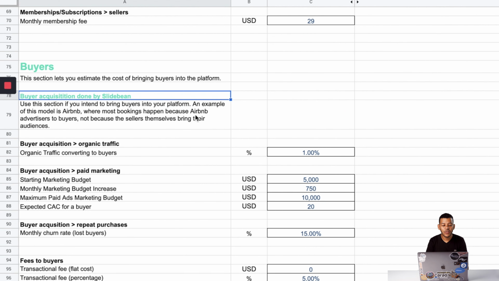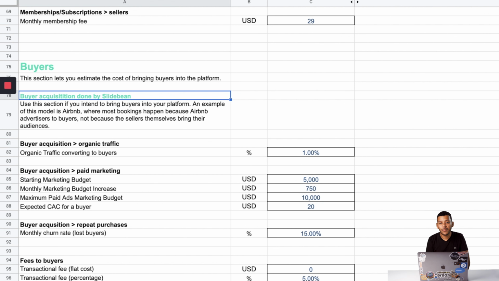There are two options here on how you're going to acquire these buyers. There's going to be buyer acquisition done by you, by your company, and there's going to be buyer acquisition done by the sellers themselves. So if you say, for example, Shopify, there's really no buyer acquisition done by Shopify. Everybody sets up a store and they promote their own store. So Shopify doesn't need to worry about bringing customers in to their customers' stores. They're only monetizing on the sellers, but that's one exception or one type of model.